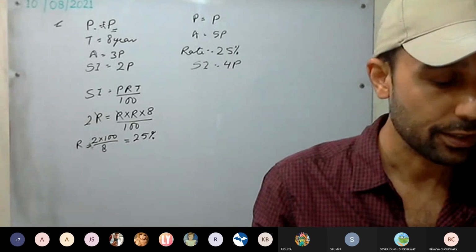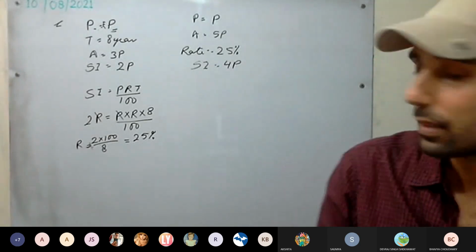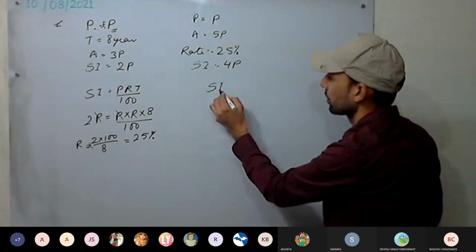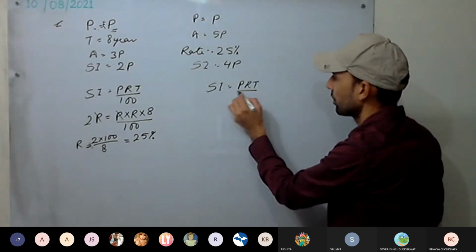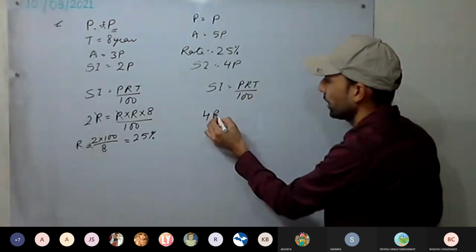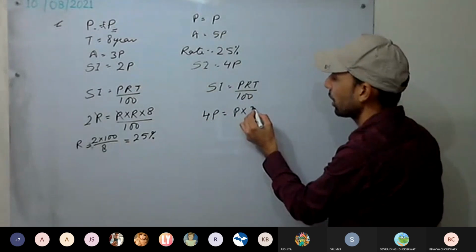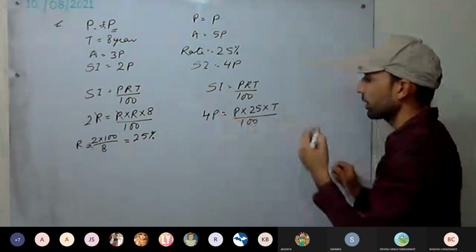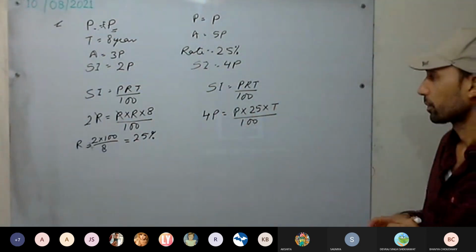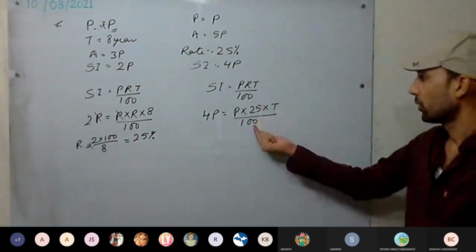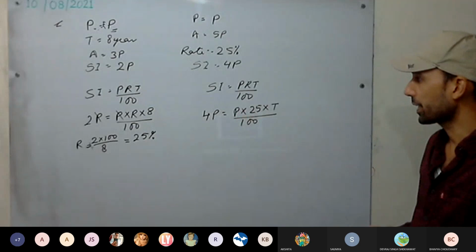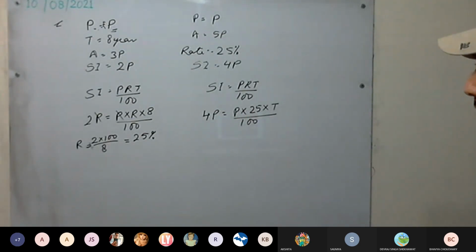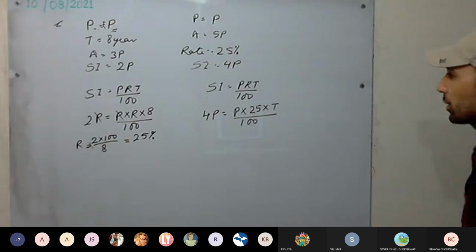In how many years will it become 5 times of itself? Everyone calculate. Or P, rate is how much? 25 into T divided by 100. Calculate it. 4, 6. T gets cancelled. Calculate the T. How many years does it become 5 times of itself?